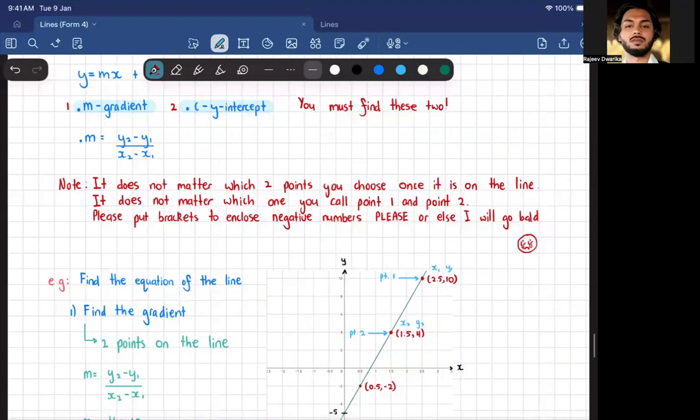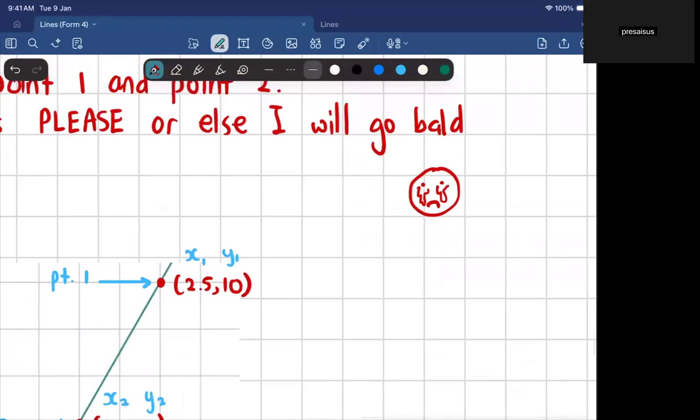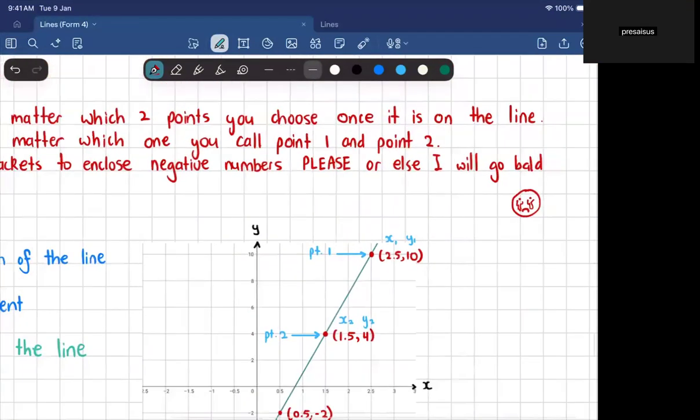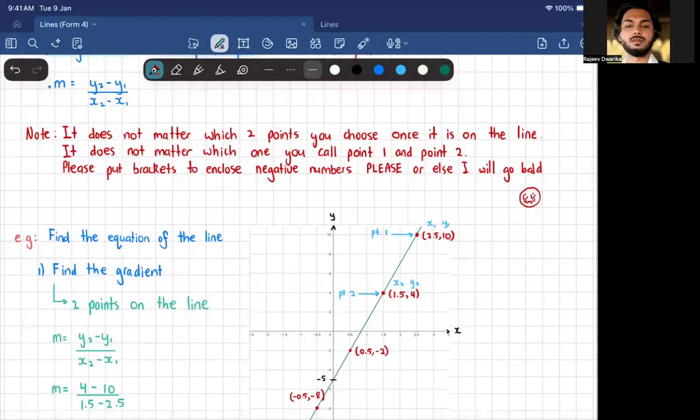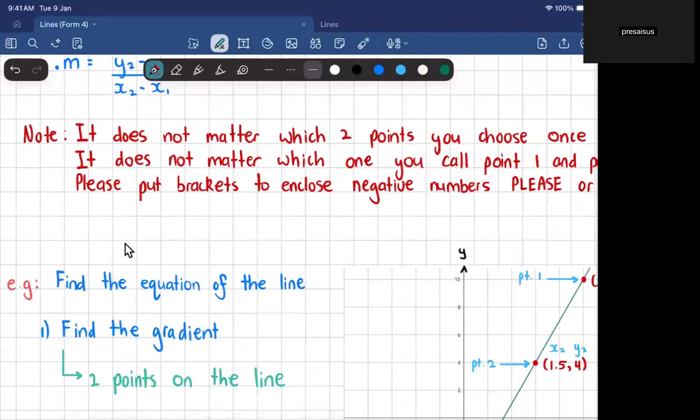All right, so Perseus, please put brackets to enclose negative numbers, or else I will go bald. And I will look like this. I don't want to be sad. What? I need to remove you from this class one time. Bro, what is Perseus on about?